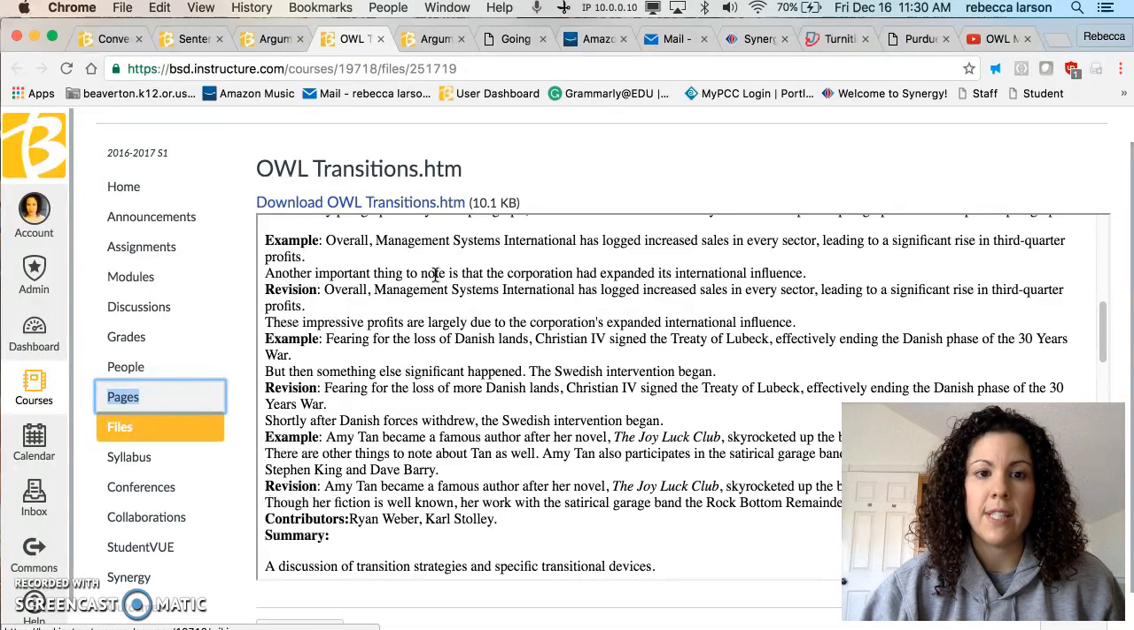So what we could do is this. We keep that same concluding sentence. Overall, Management Systems International has logged increased sales in every sector, leading to a significant rise in third quarter profits. But then we take that word, profits, and we plug it into our next topic sentence and say, these impressive profits are largely due to the corporation's expanded international influence. See how seamless that feels? All it is is taking one word from the previous sentence and plugging it in to connect with a keyword in your new paragraph. So let's look at a couple more examples here.